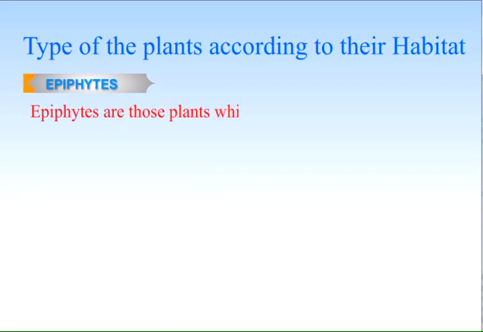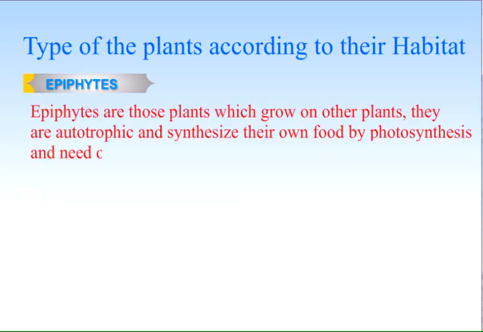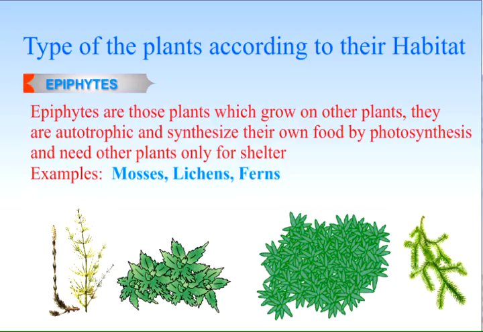Epiphytes. Epiphytes are those plants which grow on other plants. They are autotrophic and synthesize their own food by photosynthesis and need other plants only for shelter. For example, mosses, lichens, ferns, etc.